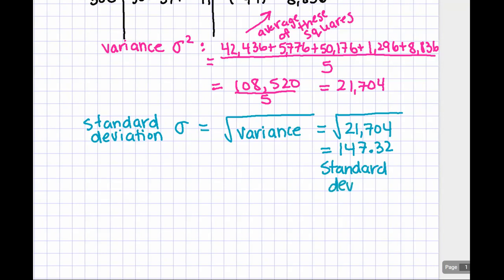So that tells us how far off we are from the data. Okay, that is what standard deviation is. And the smaller the standard deviation, the closer the data is to the mean. The bigger the standard deviation, the more spread out it is. So let me just write that.